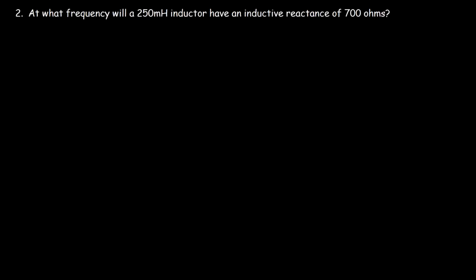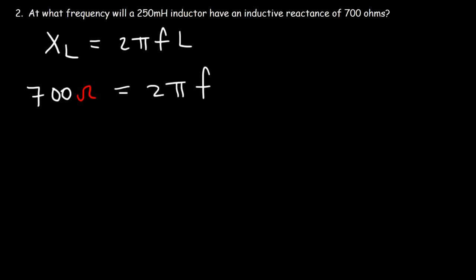Number 2, at what frequency will a 250 millihenry inductor have an inductive reactance of 700 ohms? So feel free to try this problem. The inductive reactance is equal to 2 pi times the frequency times the inductance. The inductive reactance has unit ohms, so it's 700 ohms. We're looking for F, the frequency. And L is the inductance of the inductor, which is measured in henries, or in this case millihenries. So 250 millihenries is basically 0.25 henries. You got to divide it by 1,000 to convert millihenries to henries.